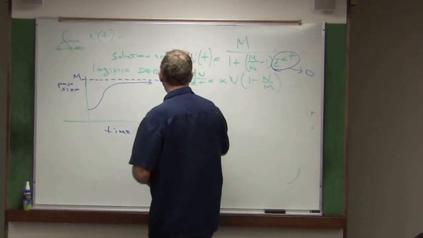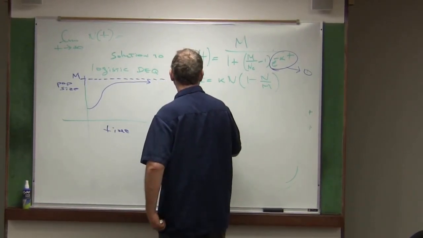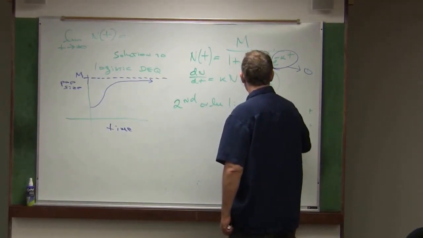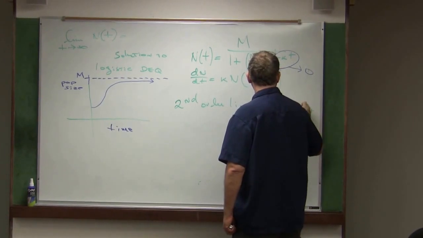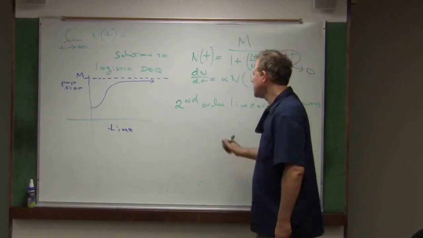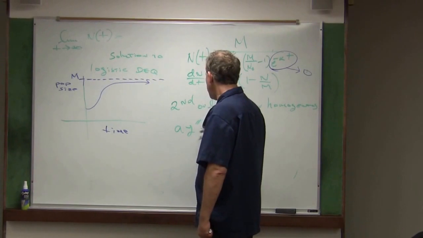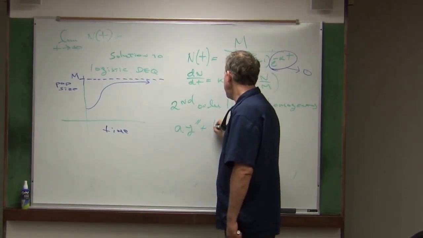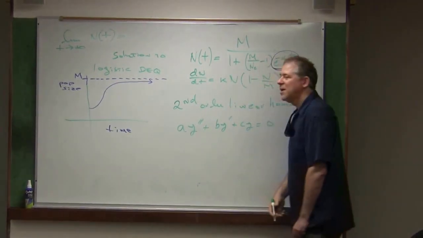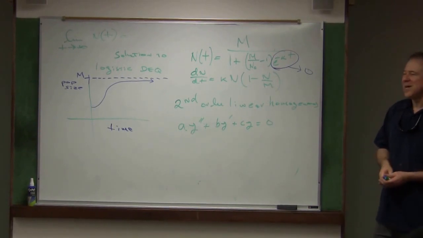These are called second order linear homogeneous equations, and they look like this. They're always in the form a y double prime plus b y prime plus c y equals 0, where a, b, and c are constants. These are like the easiest thing to solve. There's a nice trick to it.